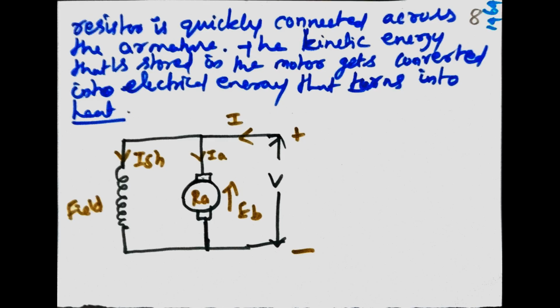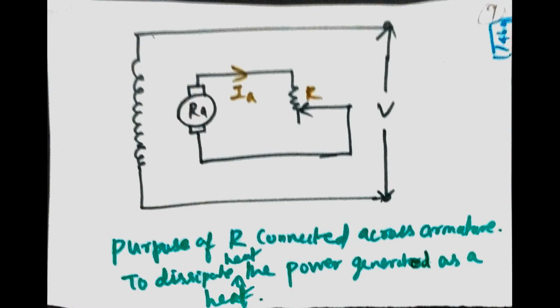Armature current IA, field current ISH, total current I, supply voltage V. The circuit is shown in the figure: the DC shunt motor, and the DC series motor circuit is shown in the second figure. The purpose of the resistor connected across the armature is to dissipate the power generated as heat.